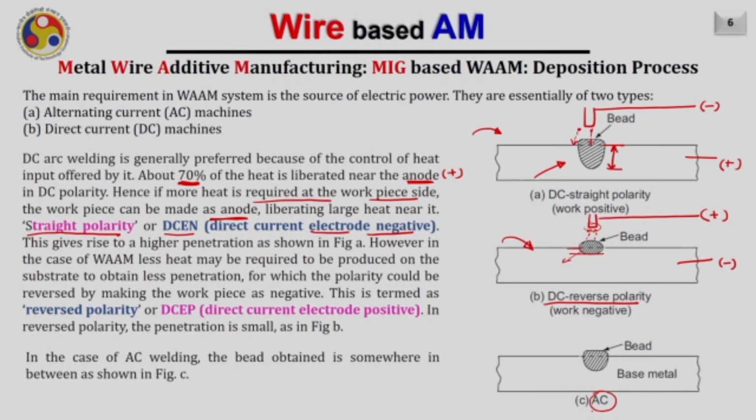However, if you use AC, means the alternating current machines, in that case 50% heat will be generated on the electrode and 50% heat will be generated on the substrate. In that case, you will get the optimal penetration as well as the deposition rate as compared to both possibilities we discussed earlier.